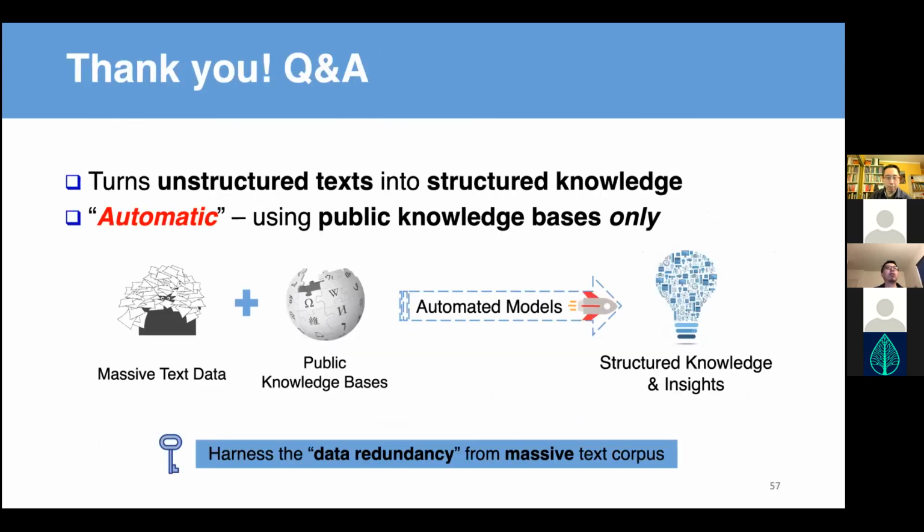In summary, we have covered AutoNet and some ongoing work. The key idea here is we want to turn unstructured text data into knowledge and insights using a minimum amount of human effort. The minimum amount of human effort could be a public knowledge base, could be unsupervised, could be some seed words or class names provided by human experts. So I think that's the end of the talk, and I'm happy to take more questions.